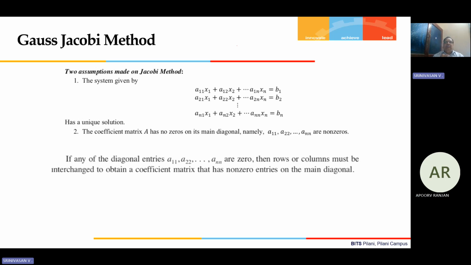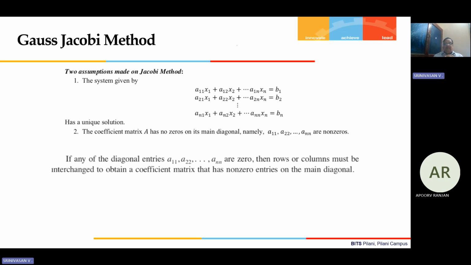Gauss-Jacobi method, two assumptions made on the Jacobi method. The system given has a unique solution. Of course, this is very common and need not be tested, because the system must be consistent and it has a unique solution. That is a condition for your Gauss-Seidel also.